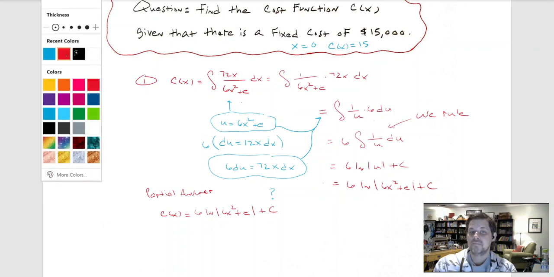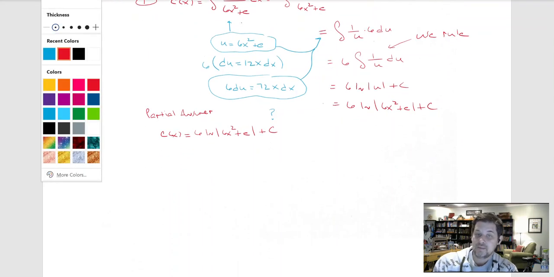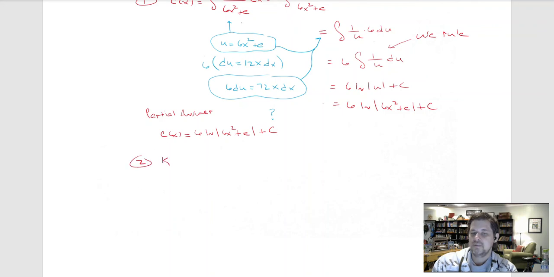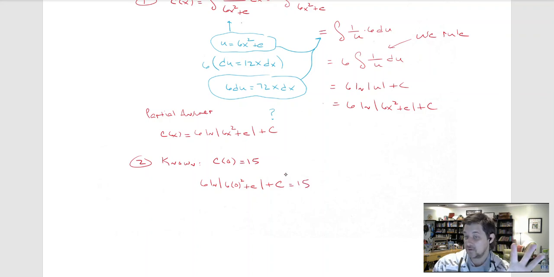So let's take care of that in our second step. Our second step is, it was given that c of 0 is 15. So I'm going to take my cost function, put 0 in it, and say that what I should get is 15, and I'll find that constant of integration. So I'll get 6 natural log absolute value 6 times 0 squared plus e, plus our unknown constant c, is equal to 15. Then I'll solve for c.